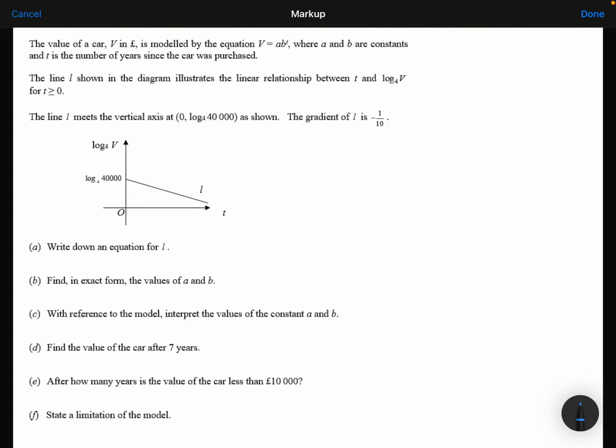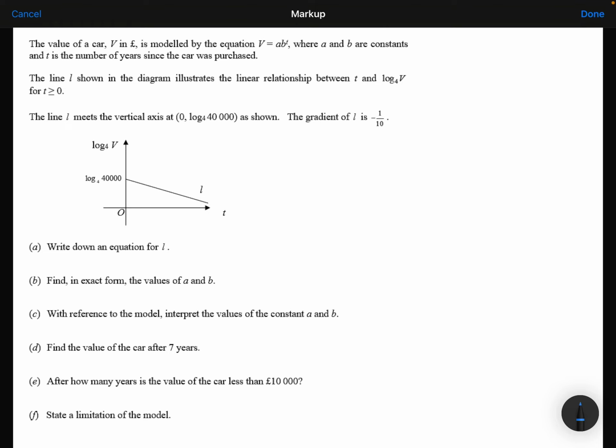The value of a car V in pounds is modelled by the equation V equals AB to the power T, where A and B are constants and T is the number of years since the car was purchased. The line L, shown in the diagram, illustrates the linear relationship between T and log base 4 of V for T greater than or equal to 0.